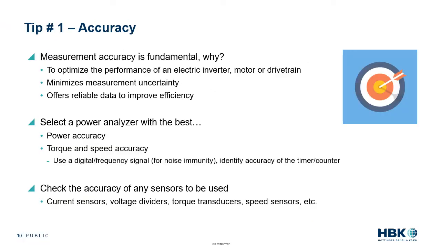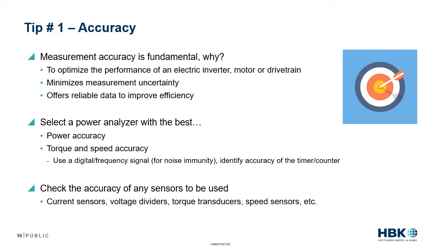All right, so measurement accuracy is fundamental when you're optimizing the performance of an electric inverter, motor, or drivetrain. In fact, by decreasing measurement uncertainty, you can generate more credible results. Best-in-class accuracy provides engineers with reliable data for understanding how to optimize inverter-driven machines.